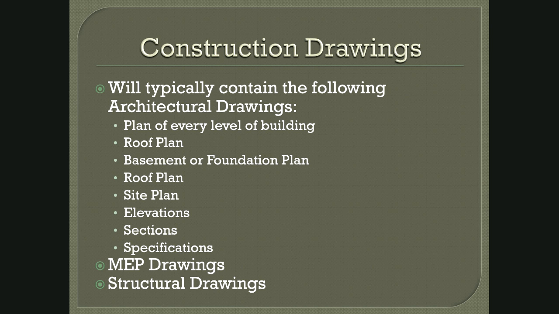MEP drawings are the mechanical, electrical, and plumbing. On a bigger project, they're done by a mechanical engineer and electrical engineer. Mechanical engineer will do mechanical and plumbing, and the electrical engineer will do the electrical drawings. And then you'll have structural drawings. If you have a really big project, you'll even have civil drawings, which are how utilities come to the site, etc. So the structural drawings are done by a structural engineer, which you want to use almost all the time, because that's their job is to make sure it's built properly and will stand up well.